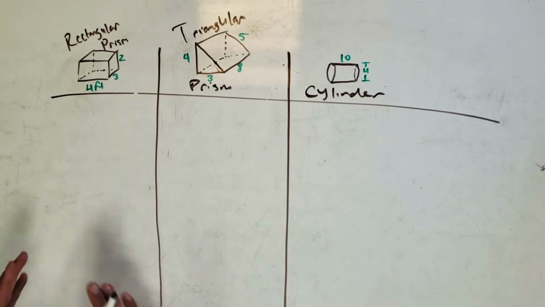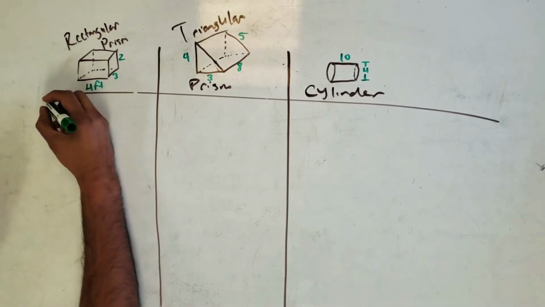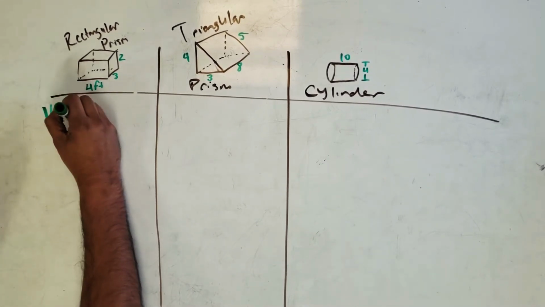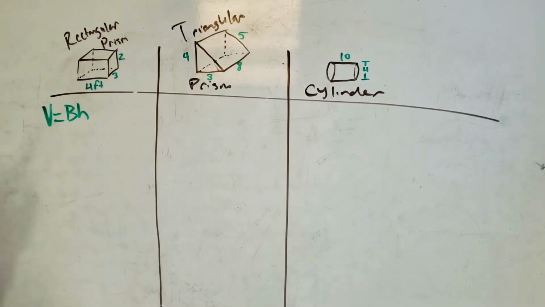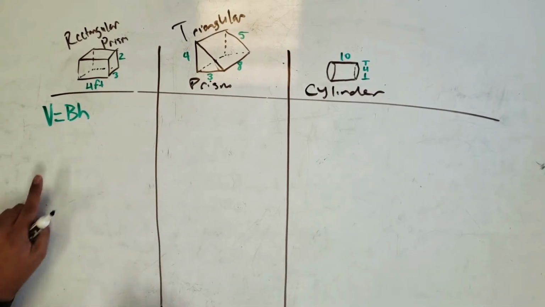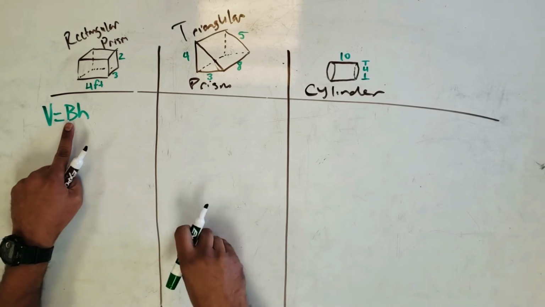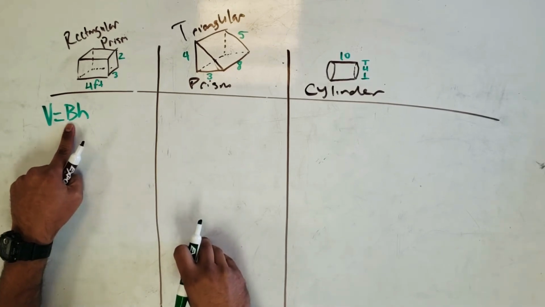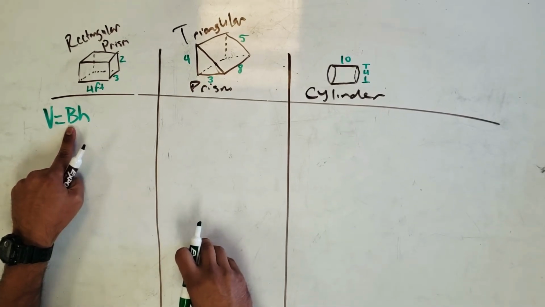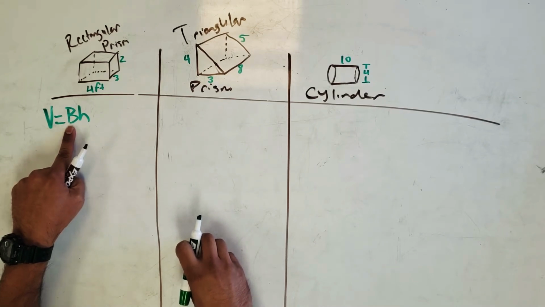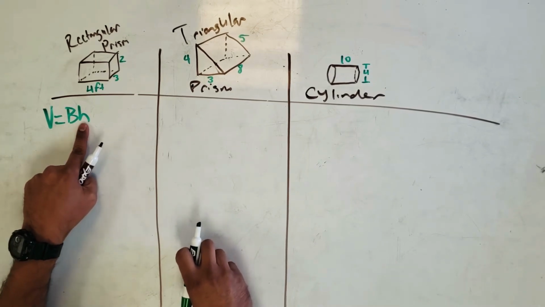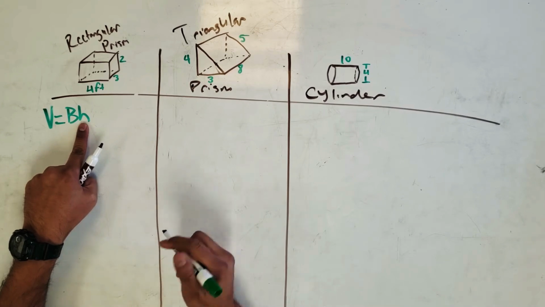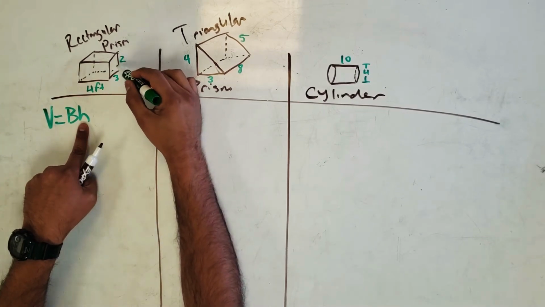Alright, first the formula. First let's do the rectangular prism. The formula for this one is V equals big B times H. So that means that volume is equal to the area of the base. Remember, big B is the area of the base, not the base. Okay, so that's a two-dimensional measurement. Times the height.